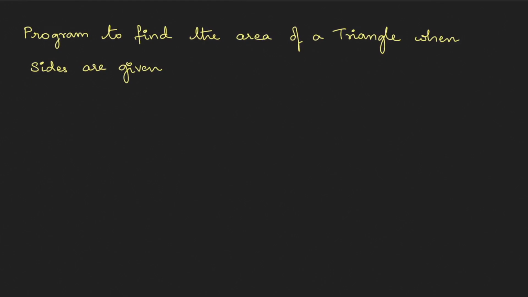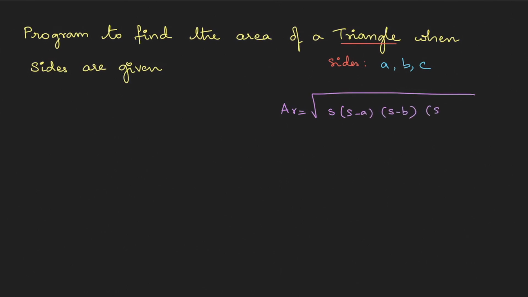Program to find the area of a triangle when the sides are given. Now let's assume the sides as A, B and C. The formula to calculate the area of a triangle is area equals under root of S into S minus A, into S minus B, into S minus C. Here S is (A plus B plus C) by 2. And in order to implement this, we will be using the math library function square root.